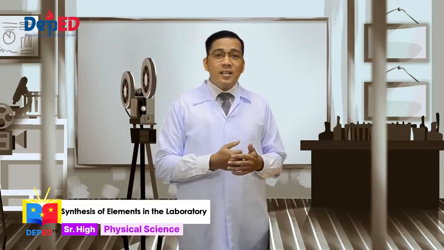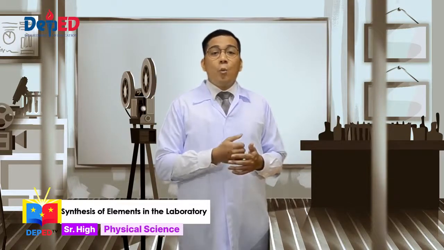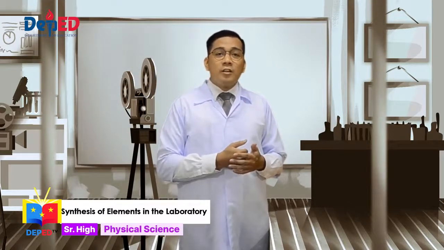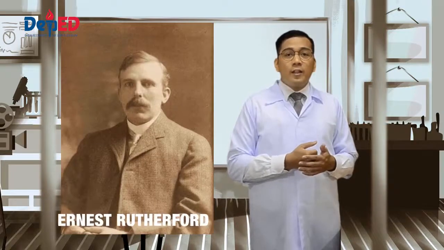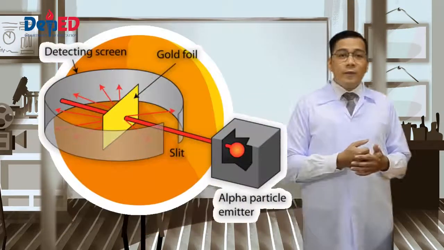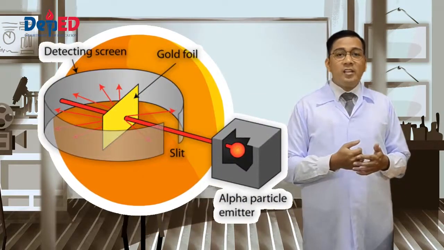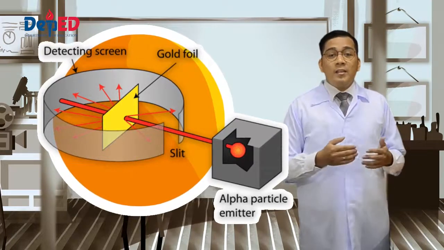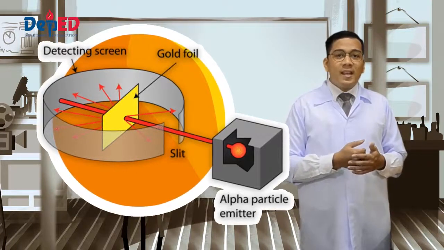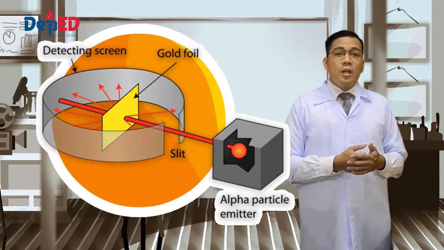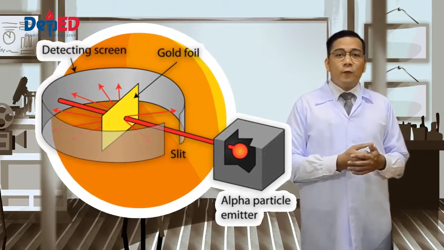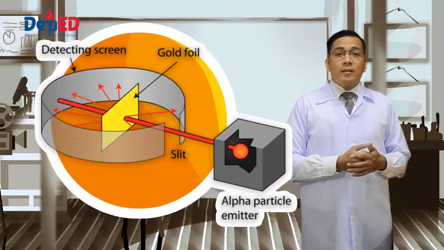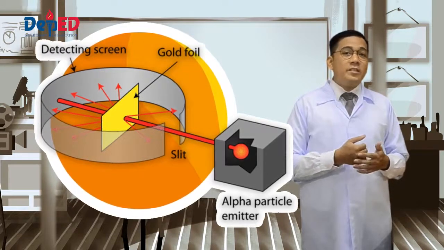He thought that these negatively charged particles were embedded in a positively charged atom. This was proven wrong when in 1911, Ernest Rutherford did the gold foil experiment. He took a very thin gold foil and bombarded it with alpha particles. He then surrounded it with a screen that can detect alpha particles. He observed that most of the alpha particles passed through the foil. He concluded that most of the atom is empty space.